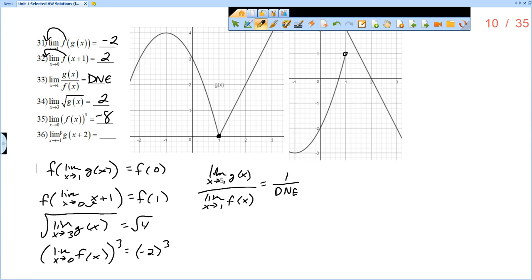All right, and then lastly, kind of like number 32, we're going to bring the g out. So g of the limit as x approaches -1 of x plus 2, right? So once again, x plus 2, nothing to do with either of those graphs. So plug -1 in, -1 plus 2 is 1. So I'm left with g of 1. So what is g of 1? Very simple, it is 0.